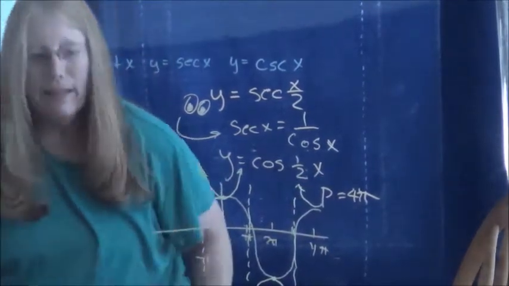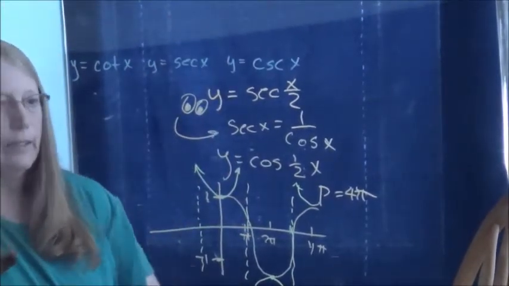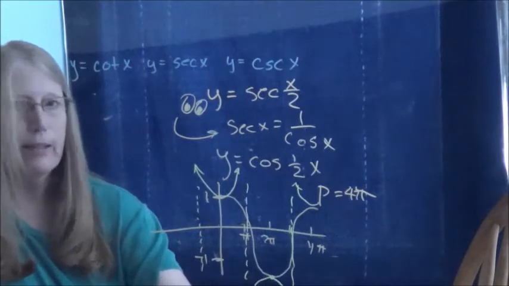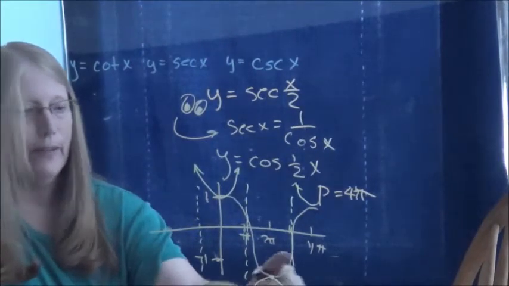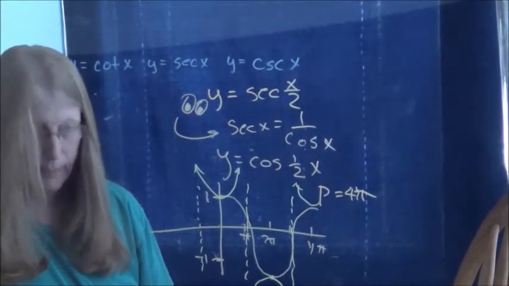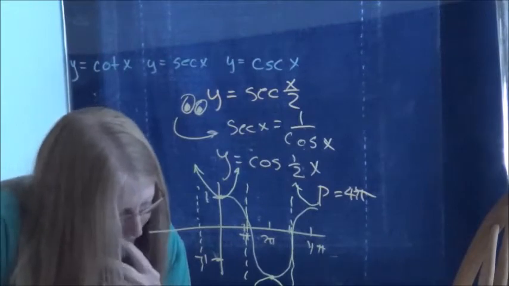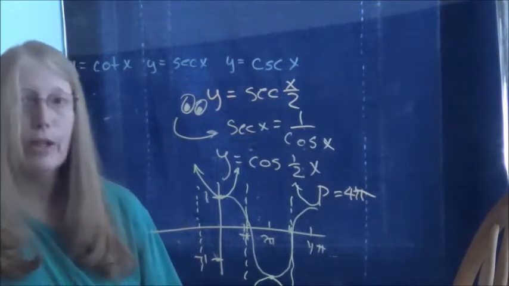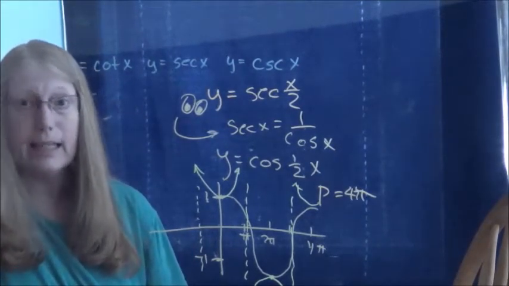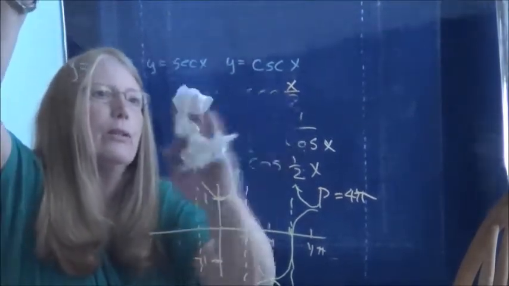So let me get out of your vision. There. So see my U's here. That one kind of fell off the screen. I'll move it up on the next example. All right. While I'm erasing, you can go ahead and graph y equals cosecant 2x. Y equals cosecant 2x.